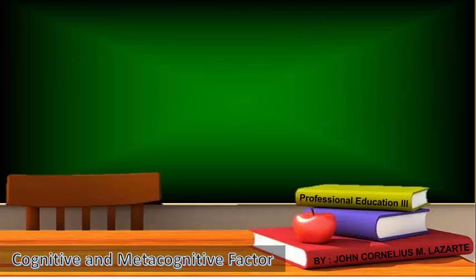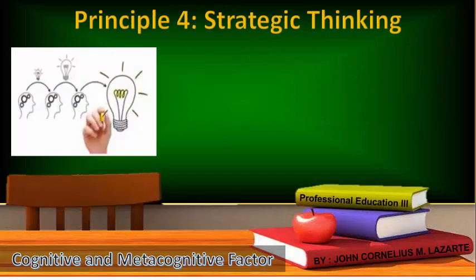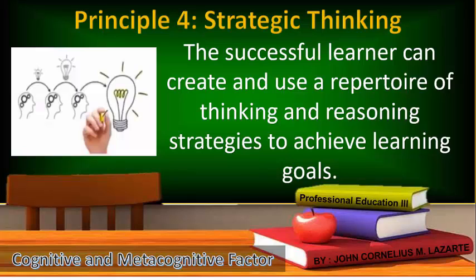Now let's move on to principle number 4, which is strategic thinking. In strategic thinking, it says that the successful learner can create and use a repertoire of thinking and reasoning strategies to achieve learning goals. Learners apply strategic thinking in learning, reasoning, problem solving, and concept learning in order to reach their learning and performance goals, and apply their knowledge in novel situations. When we say novel situation, these are situations that are something new to us.